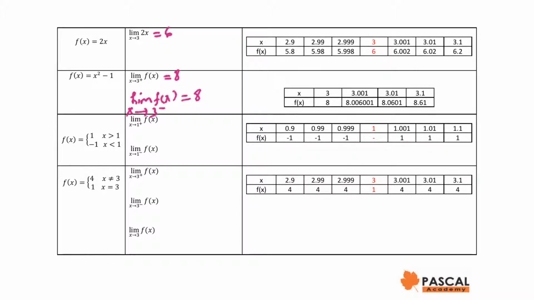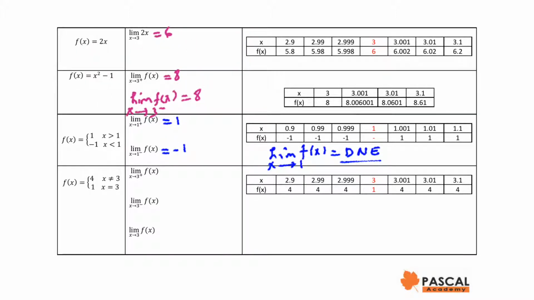Therefore, limit of the function as x approaches 1 from the right side is 1, and from the left side is negative 1. This means limit of f of x as x approaches 1 does not exist. We use this notation to say the limit does not exist. As you see, the value of the function at 1 does not exist, and we are not interested in that value, as we are not interested in the value of the function at 3 in the first example.